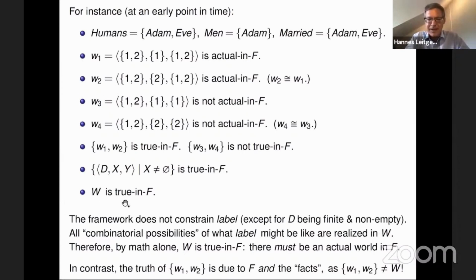There must be an actual world in capital W. So in contrast, the truth of this set here, W1, W2, is due to the framework and the facts, as it were, right? Because that set just includes 2 possible worlds and does not run through all the possibilities. So that I get here a true proposition also has to do with what the labeling structure is like. That's in contrast with capital W. Whatever labeling structure I might have chosen, capital W would have turned out as being true.